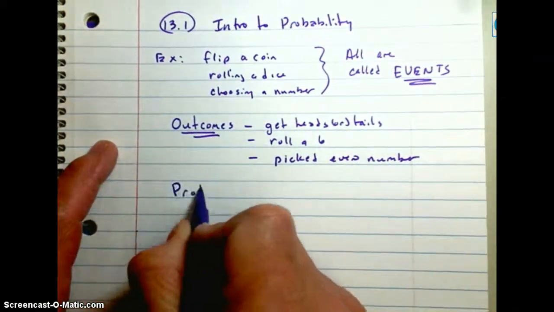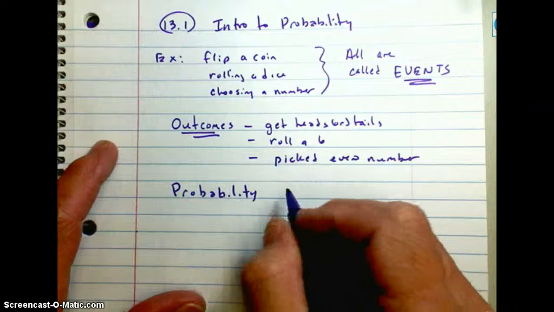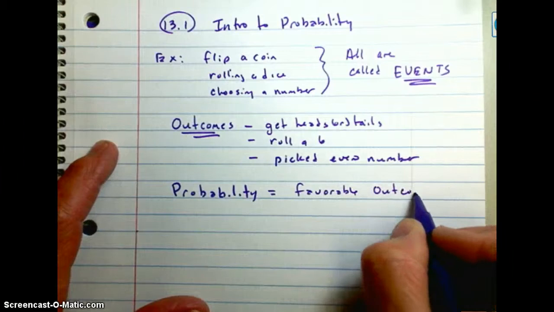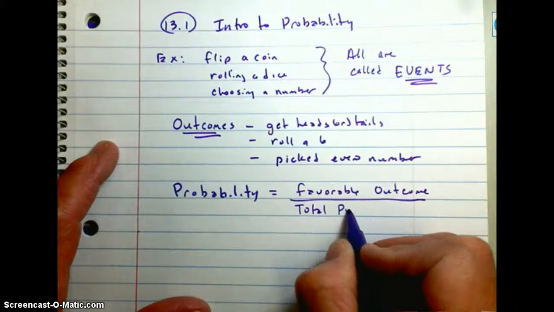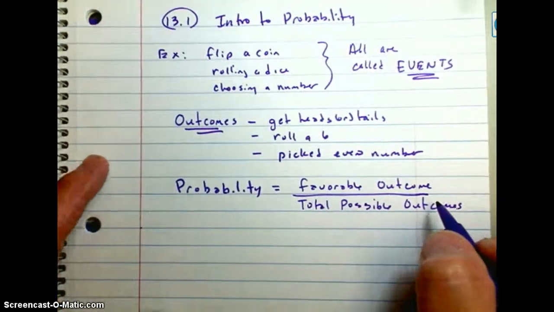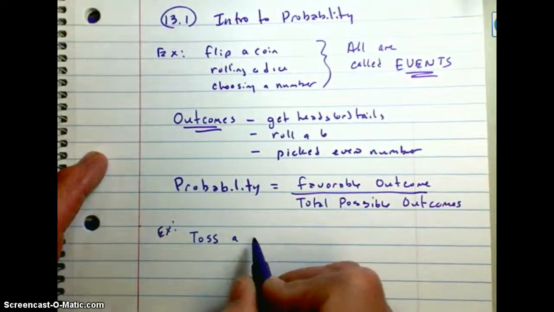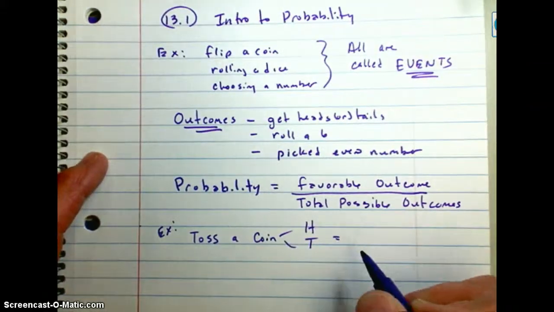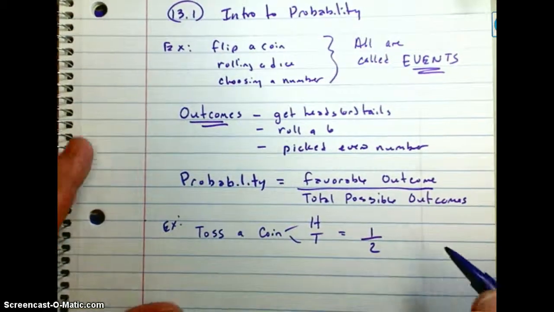Now, when we talk about probability, it is when we have a favorable outcome based on all of our total possible outcomes. So for example, if we toss a coin, we could get heads and we could get tails. So if we roll, let's say, heads, we have a 1 out of 2 chance of getting heads or tails.